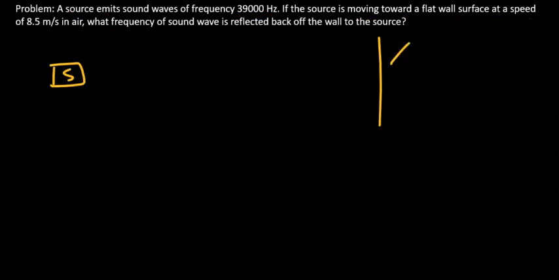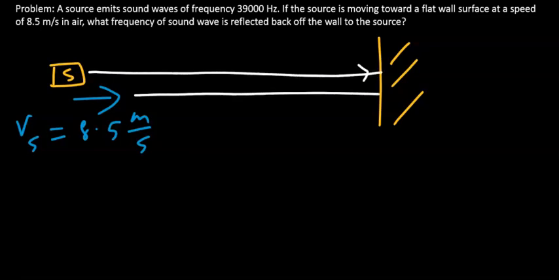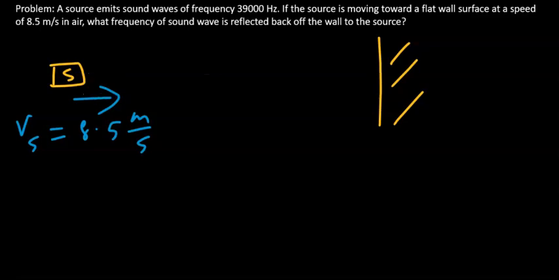So that's the source, and this is the wall. The wall is not moving. The source is moving towards the wall with a speed of 8.5 meters per second. What happens here? The wave emitted by the source will hit the wall and then be reflected back to the source, and you want to know what that receiving frequency is. So there are two stages here. Stage 1, where the detector is the wall and the source is the moving source. Of course, the wall is not moving, so its speed is 0.